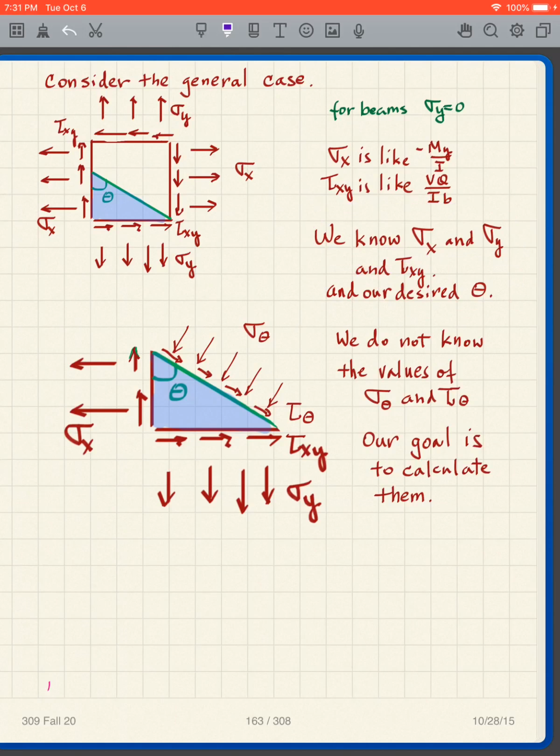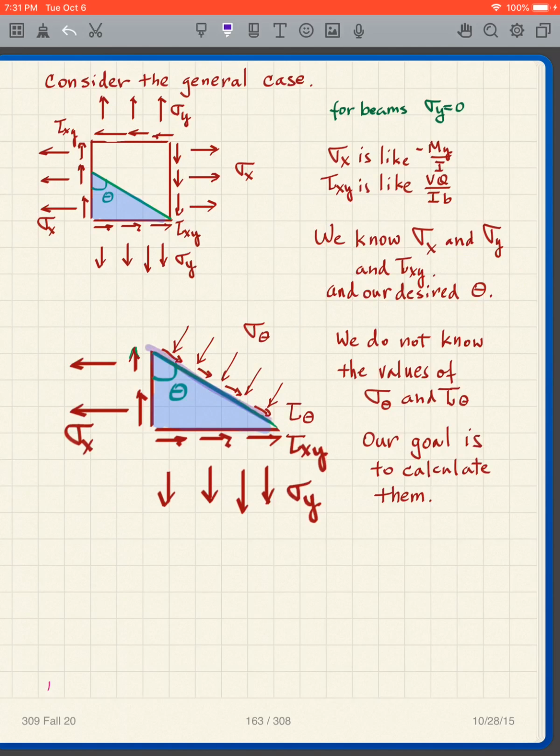What I'm going to do now is I'm going to make a cut. So here's my free body diagram basically. I make a cut right there. I'm going to analyze this triangle. Now, when I make a cut, what happens? Well, I have to put a force or forces. In this case, we're going to put stresses to represent those forces, but that's fine.